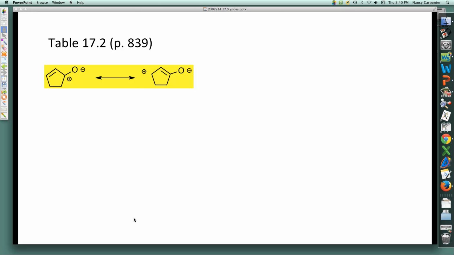So, back to our resonance contributors. Table 17.2 on page 839 gives you a list of nucleophiles that will give you 1,2 or 1,4. But that's not good. We don't want you memorizing lists. We want you to understand why one would be 1,2 and the other would be 1,4. So that's where hard-soft acid-base theory comes in.